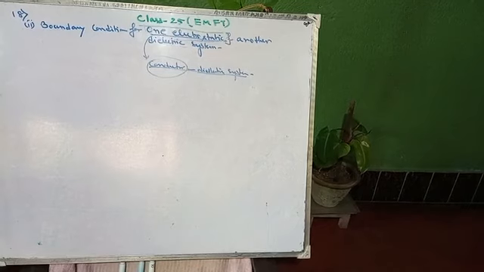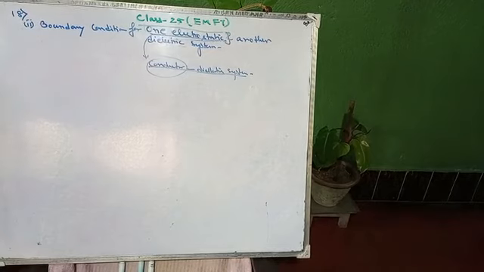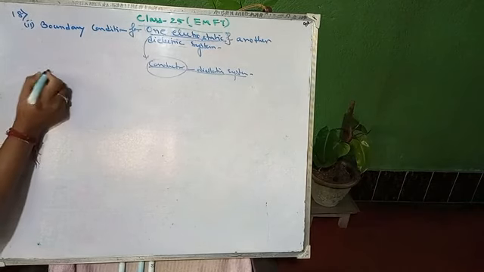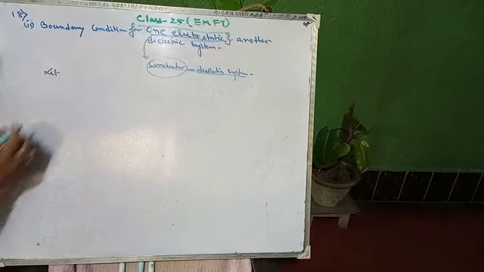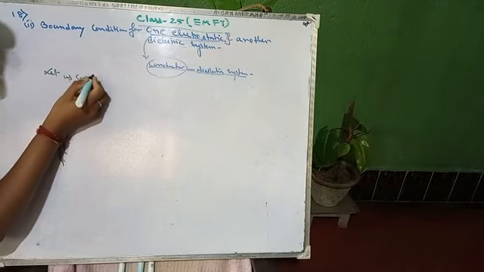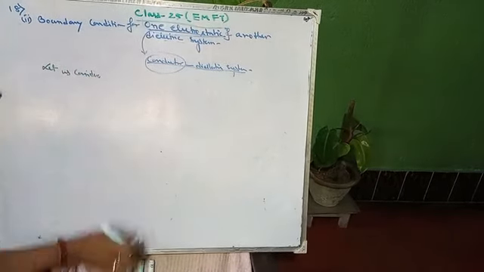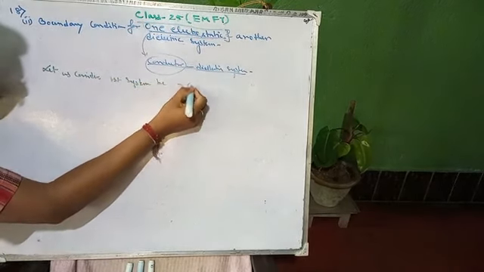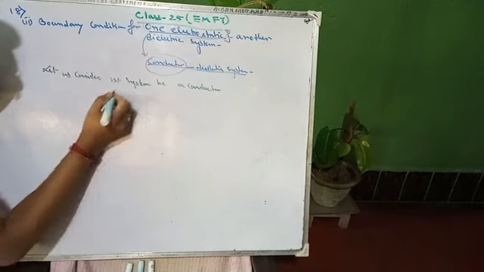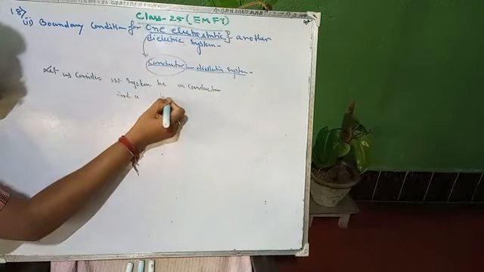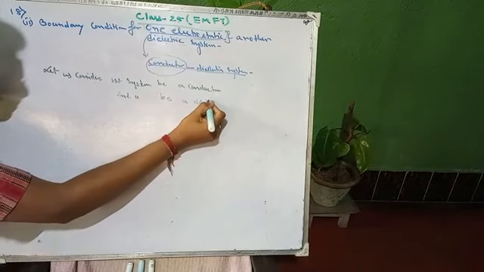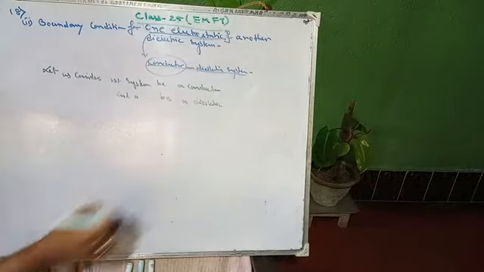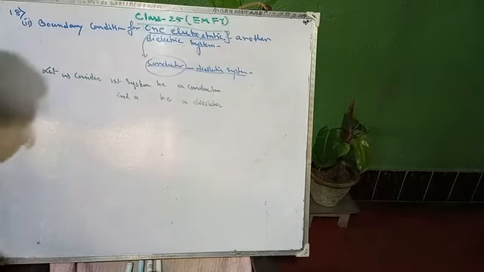Okay, so here you can write that for the conductor dielectric system, let us consider the first system be a conductor and the second system be a dielectric. So first system be a conductor and second system be a dielectric.